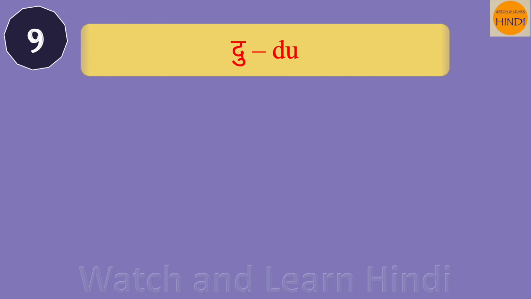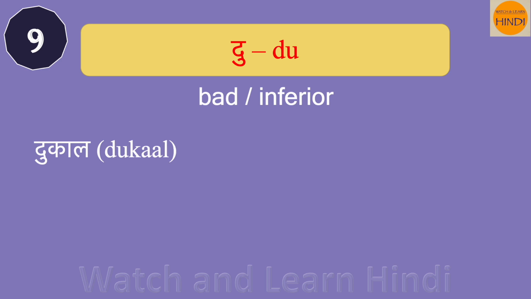The ninth one is du. This is again bad or inferior, and it is opposite of sa or su. For example, dukal, which is du plus kal. Now, kal is a period of time. Du makes it bad or inferior. Dukal means famine, which literally is bad period of time.